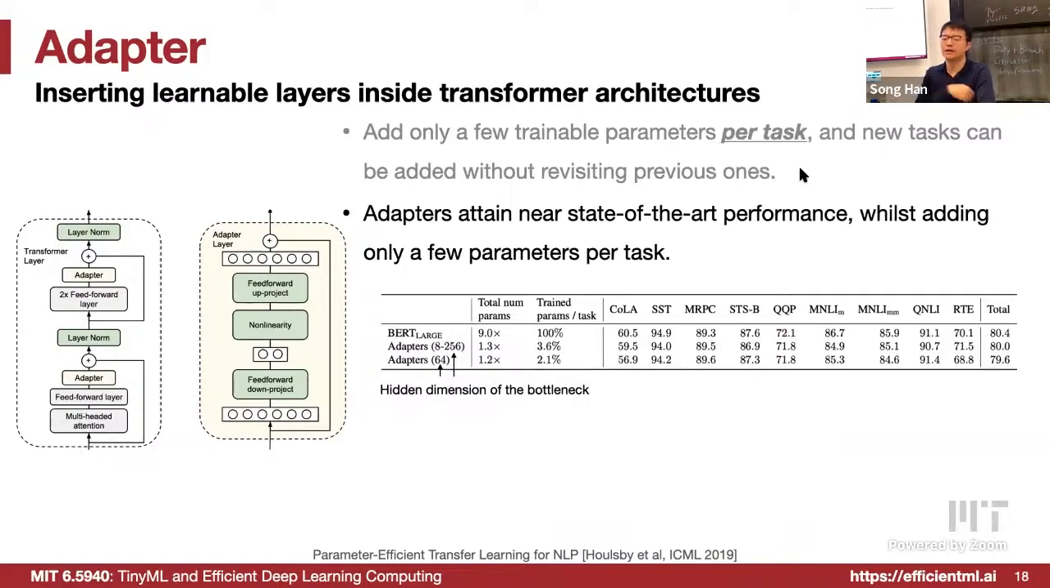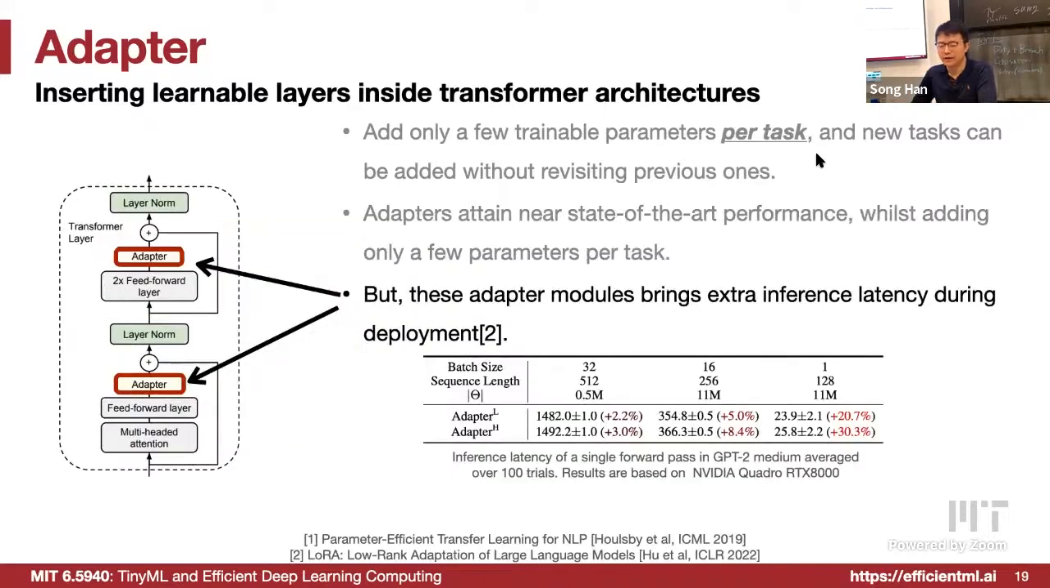And actually it can obtain near state-of-the-art performance while only adding just a few parameters. So here the table is showing the hidden dimension using only 64 channels, 8 channels to 256 channels, which is much smaller. Here, the total accuracy on the right-hand side stays pretty much the same as the original BERT model.